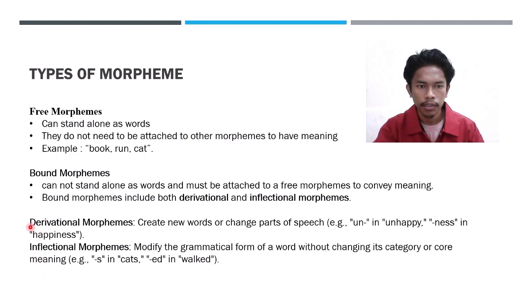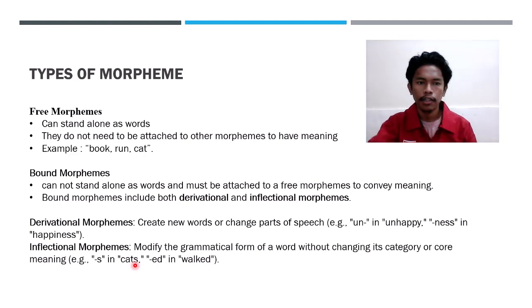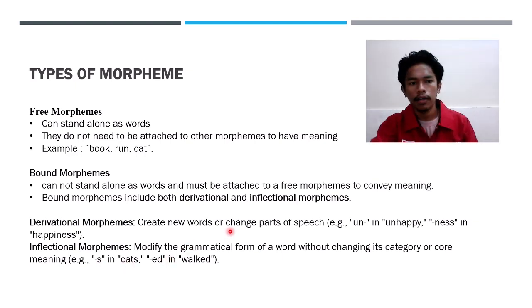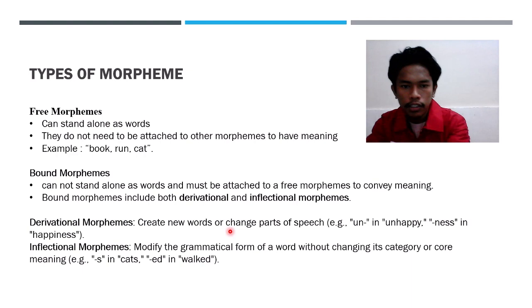Here's the difference between the two. Like in cats, this is the number, more than 1, so -s must be put at the end of it. Then -ed, also -ed in walked, is also part of inflectional morphemes, because inflectional morphemes modify the grammatical form. So here's the grammatical form, -ed and -s, right? Okay, next slide.